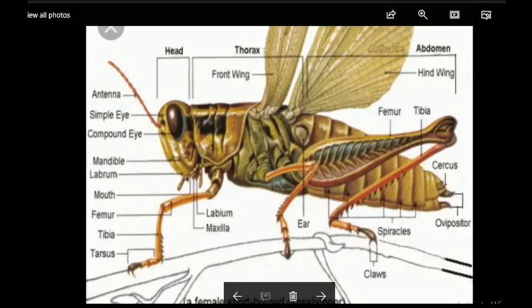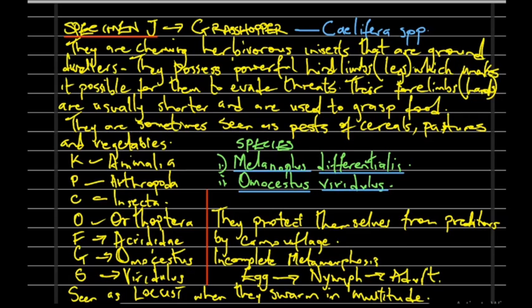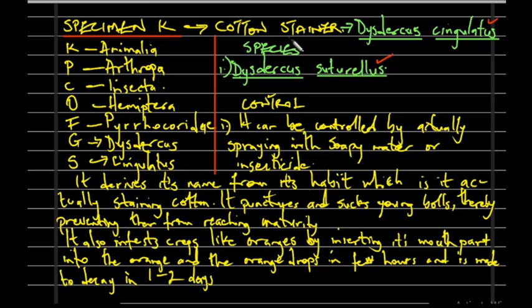So we move to the next specimen now. The next specimen, which happens to be specimen K, is the cotton stainer. Its scientific name is Dysdercus singulatus. It also has multiple species. So we have another one, which is Dysdercus cardinalis, and another, Dysdercus suturellus. So we need to understand this.